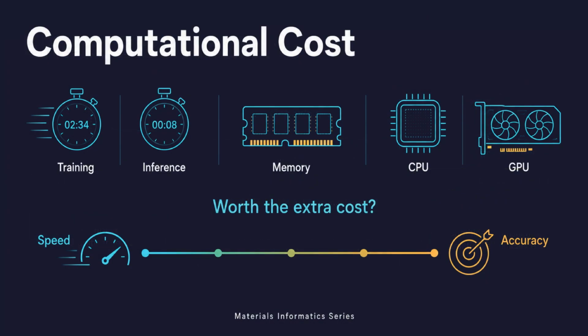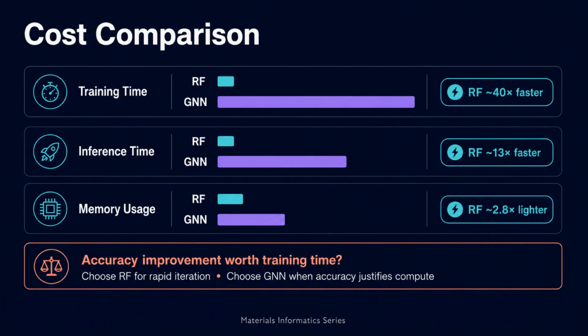Beyond accuracy, computational cost is crucial for practical deployment. Let's compare training time, inference time, and memory usage. The computational cost comparison reveals significant differences. Training time is much faster for random forest versus CGCNN, about 40 times faster. Inference time is also much faster for random forest, over 10 times faster. Memory usage is lower for random forest, about 1/3.